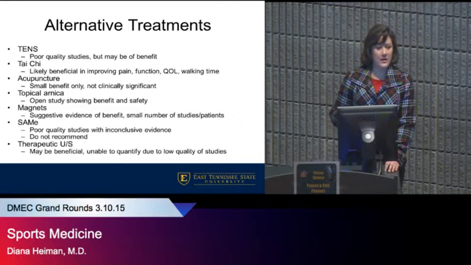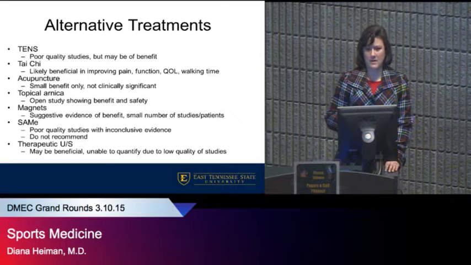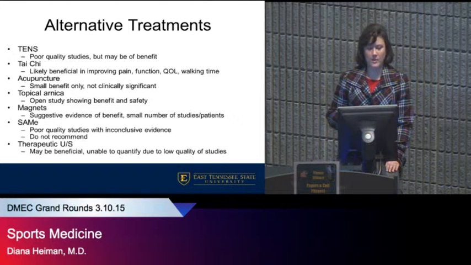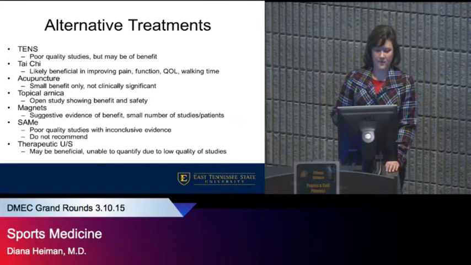Tai Chi, likely beneficial, improving pain, function, quality of life, and walking time. So that's actually good. Also prevents falls in your elderly, so that's a wonderful recommendation for somebody. They do offer Tai Chi classes a lot at senior centers. Acupuncture, probably not clinically significant.